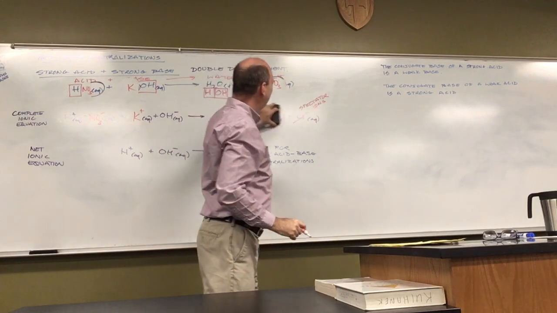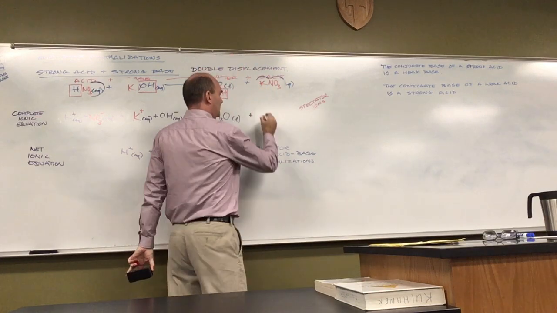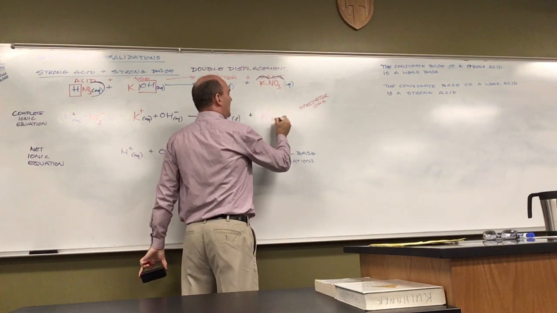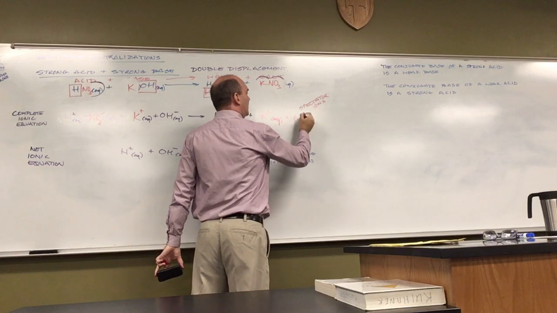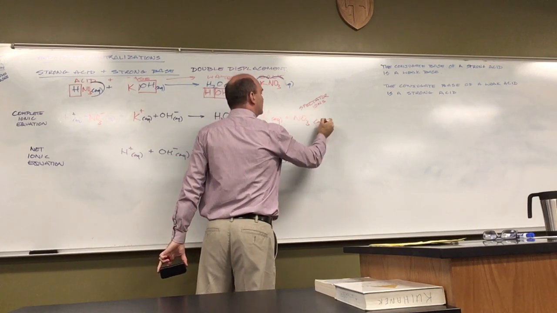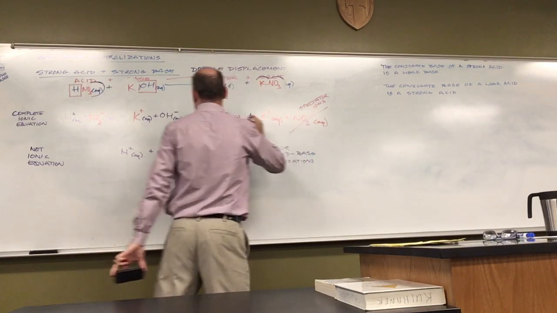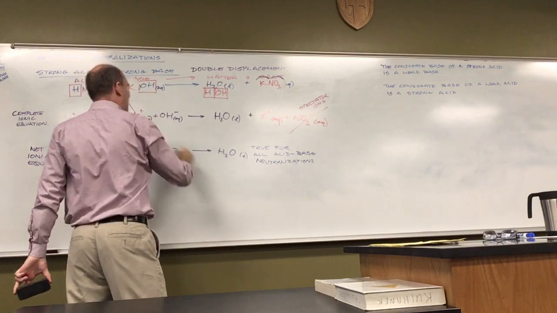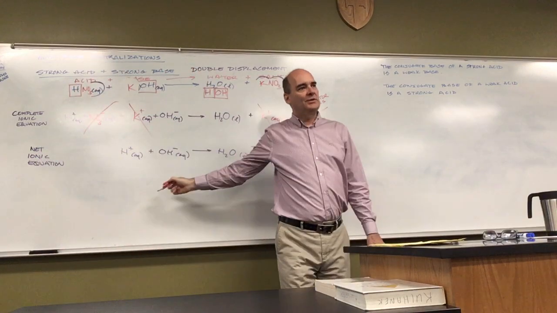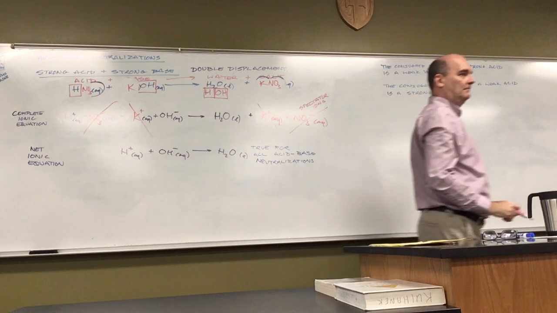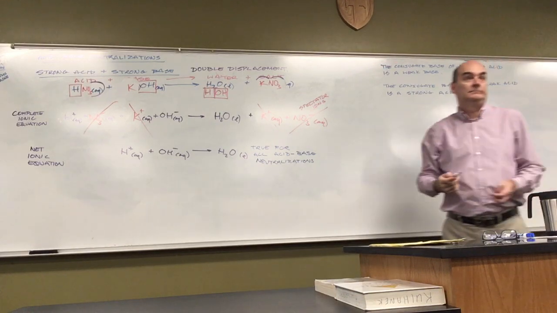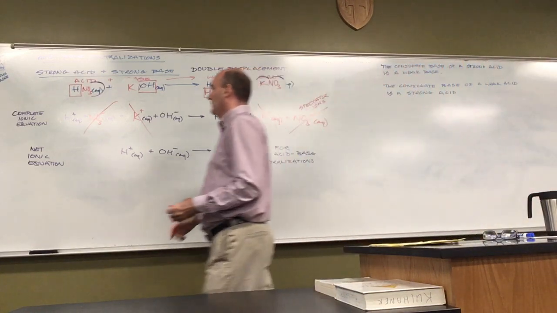Oh, all potassium salts are soluble in solution, so those are strong electrolytes. And all nitrates are soluble in solution, so all of those are soluble. And the nitrates cancel, and the potassiums cancel, and I end up with the same thing. Doesn't matter. Okay.